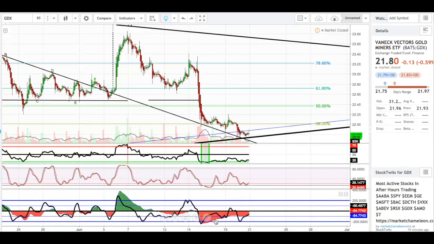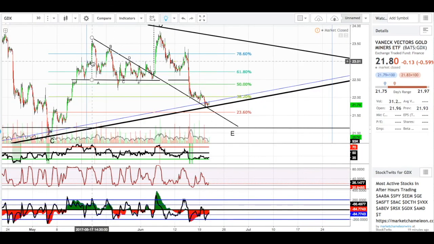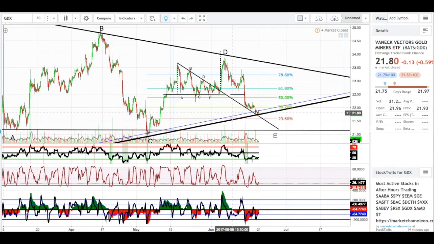Okay, so for the 30-minute, again, I did a measured move here, A to B, and pulled it down here to our point of breakout, and it came up here pretty perfectly to our exit price at D. So why is this an important point in time?